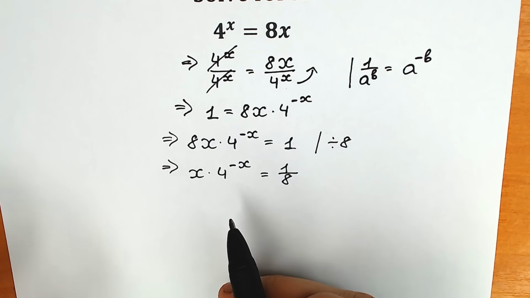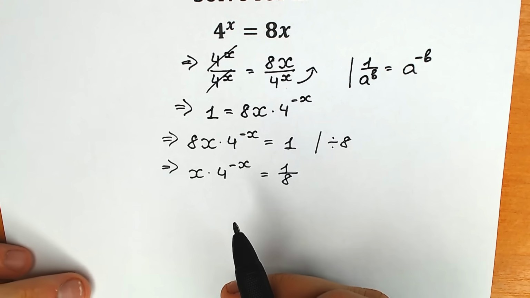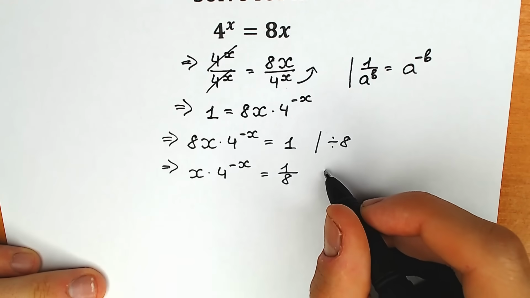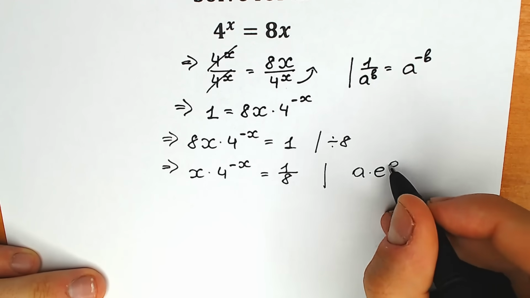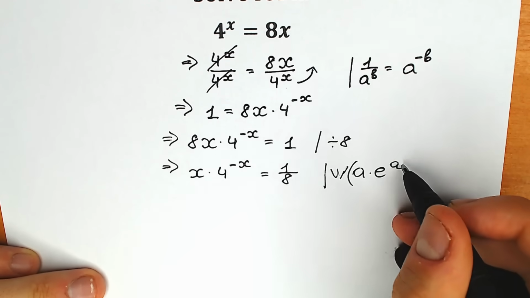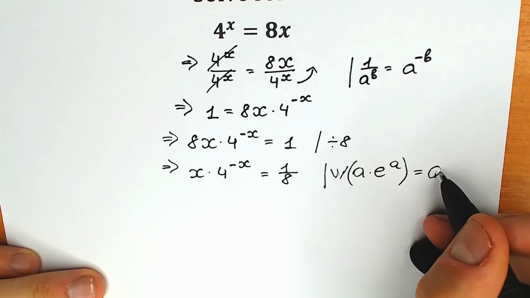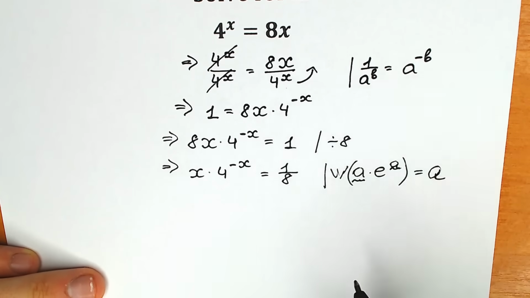What are we going to do next? Right now we need to learn about the thing called the Lambert W function, an extremely important function. So what does this function look like? Whenever we have an expression like a times e to the power a, you can easily apply the Lambert W function to this expression, and as a result you have only a. The main thing is you need to have the same expression right here and in the power of e.